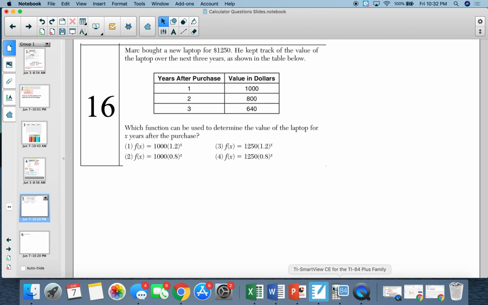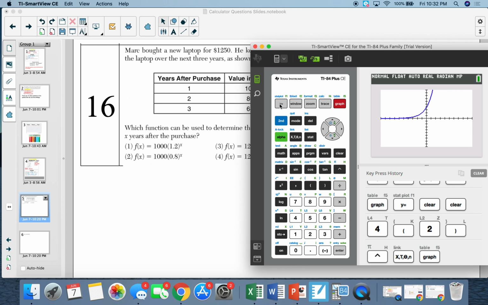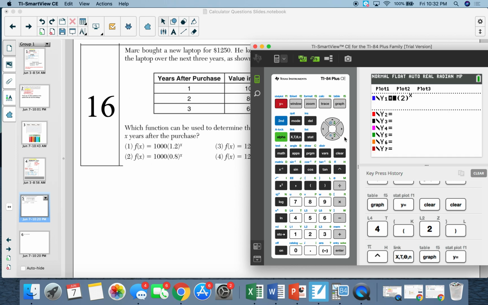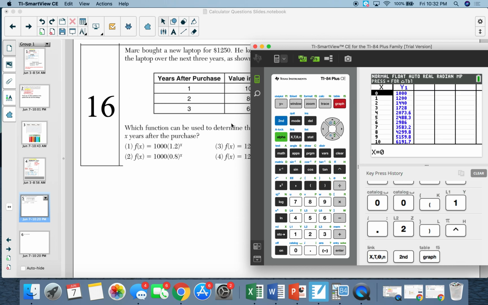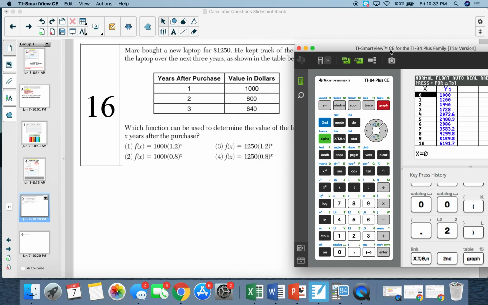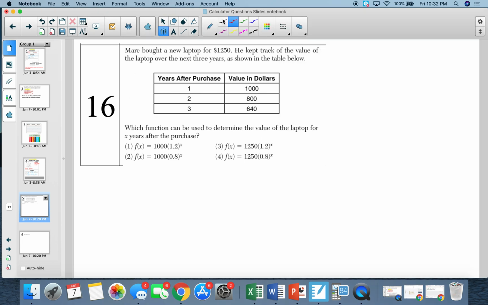All right, why don't we try to see? This is a table and we know how to get tables using our calculator. So open up your calculator, let's go to y equals. Let's check answer choice 1. 1,000 times 1.2 to the x power. So we're looking at our table. It's supposed to be 1 and 1,000. I got 1 and 1,200 here. So it can't be answer choice 1.